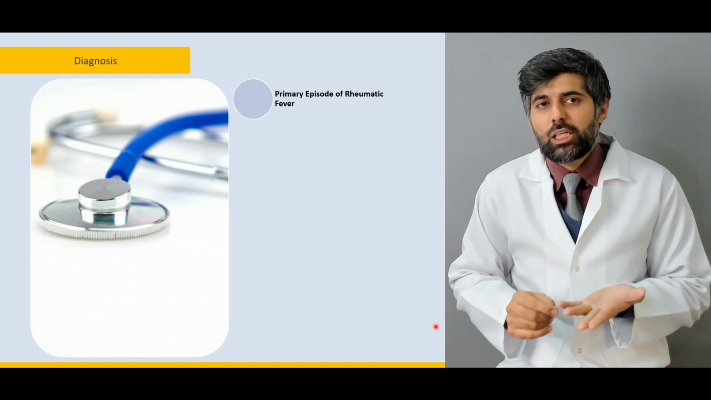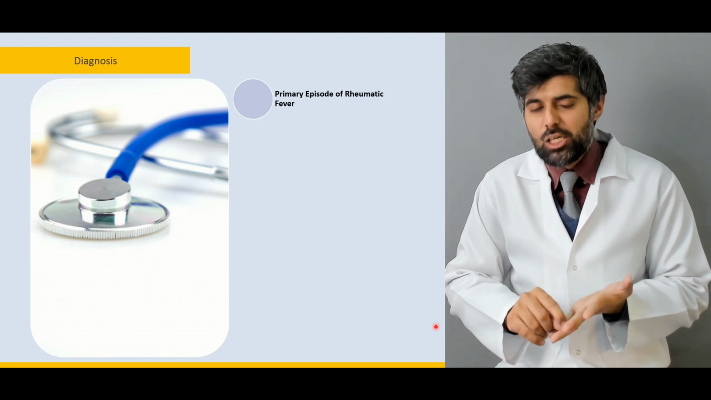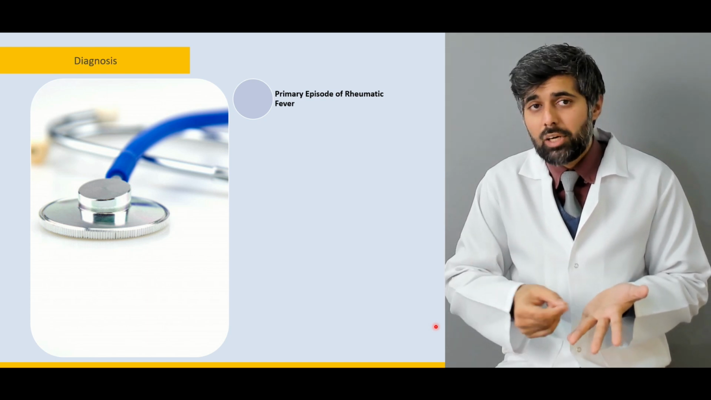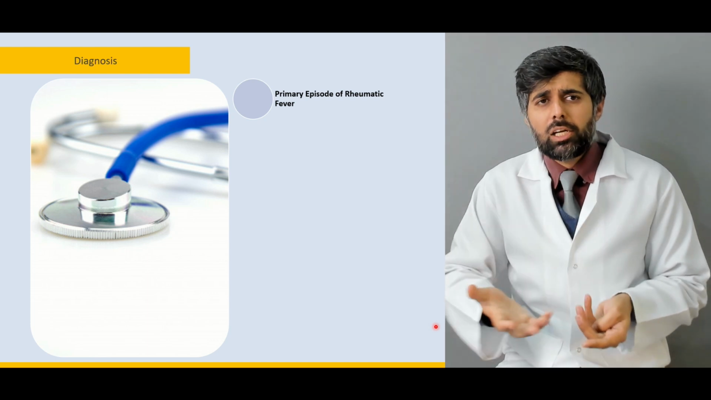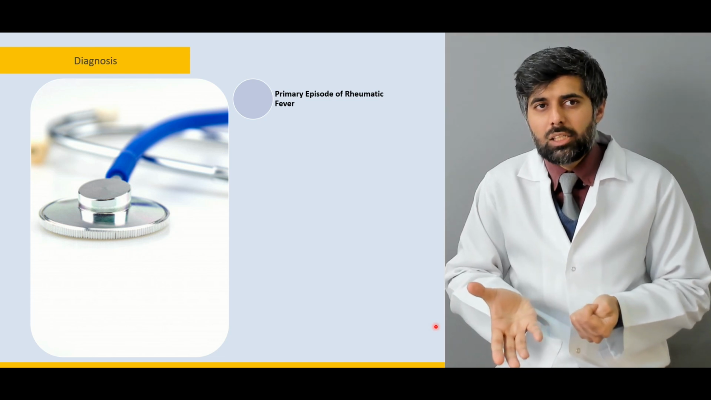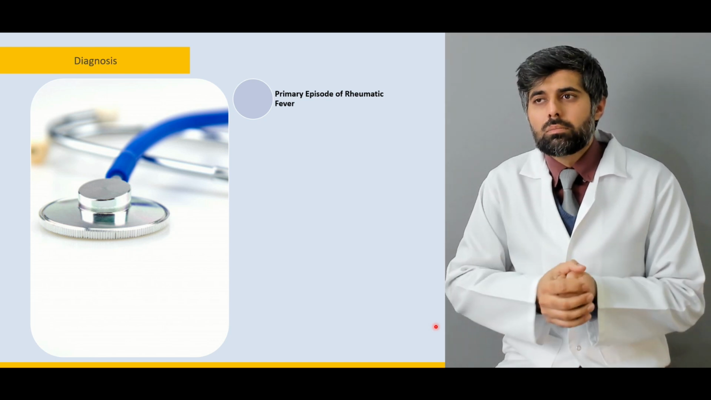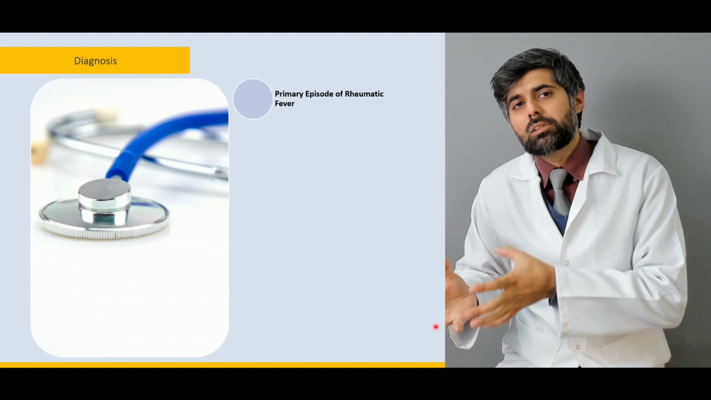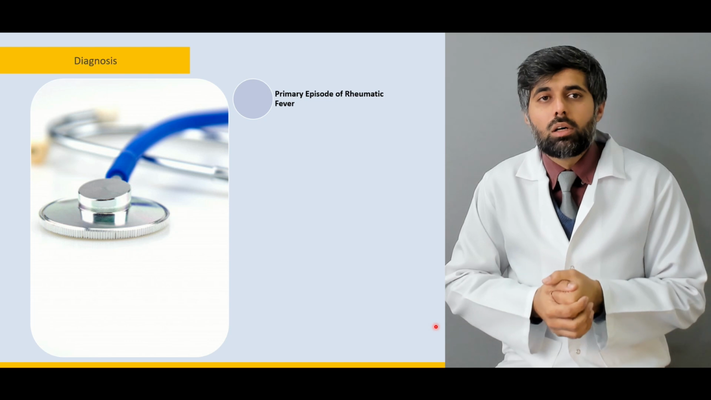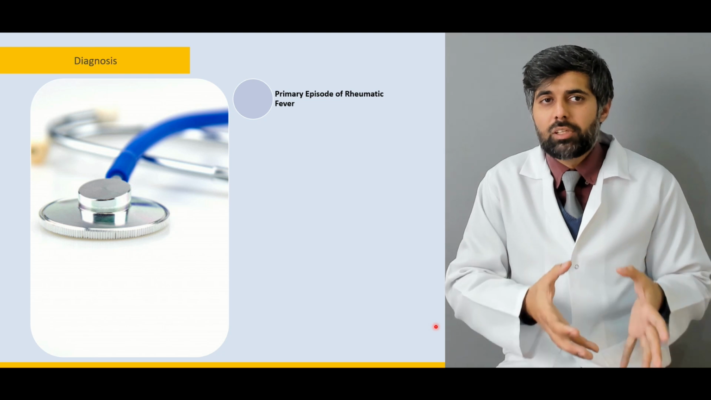The minor manifestations are fever, increased erythrocyte sedimentation rate, increased total leukocyte count, and a decrease in the platelets. And there are also other supporting evidences such as a positive anti-streptolysin O test. These are what is considered as supporting evidence.